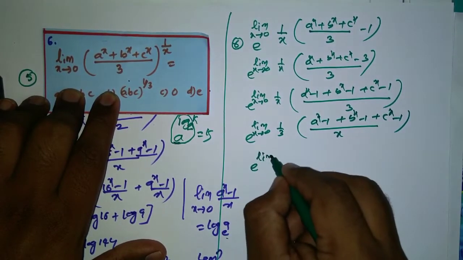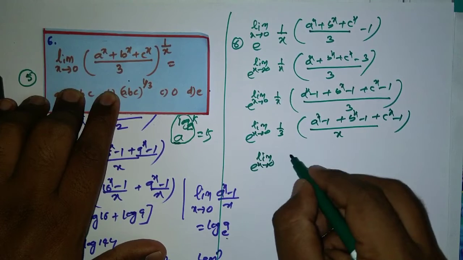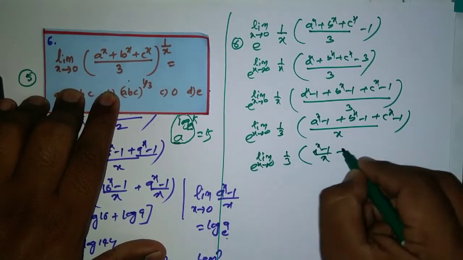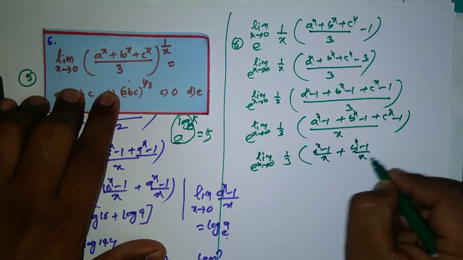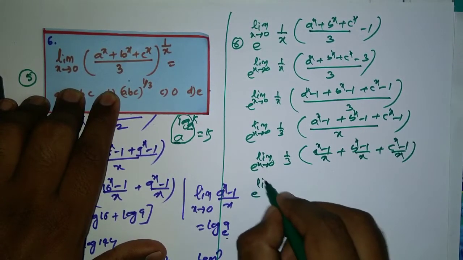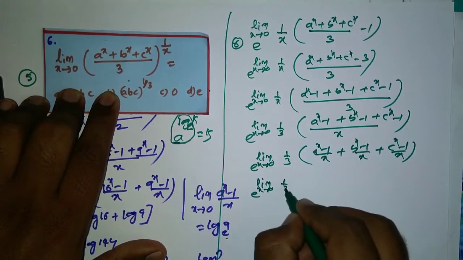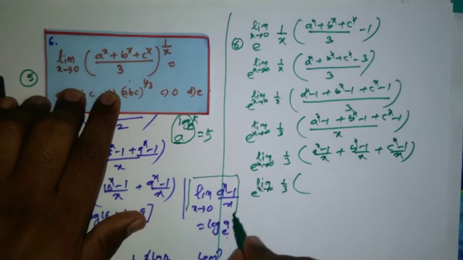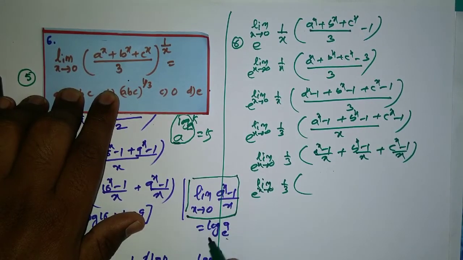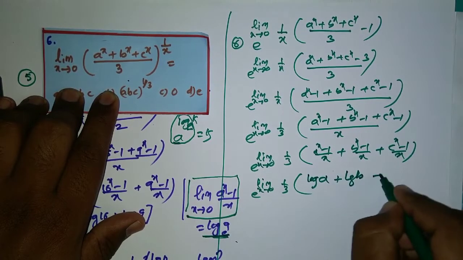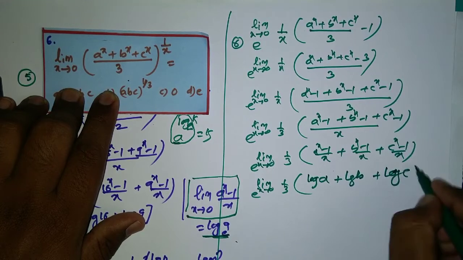So e raised to limit x tends to 0. Okay. So 1 by 3. Now separate here, a raised to x minus 1 by x plus b raised to x minus 1 by x plus c raised to x minus 1 by x here. So e raised to limit x tends to 0, 1 by 3. This guy, limit x tends to 0, a raised to x minus 1 by x, nothing but what here? log a to the base e. Hence this guy's answer is what here? log a, plus this guy is what here? log b, and this guy is what here? log c.